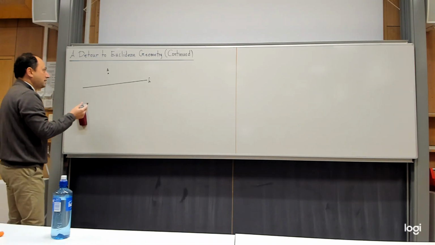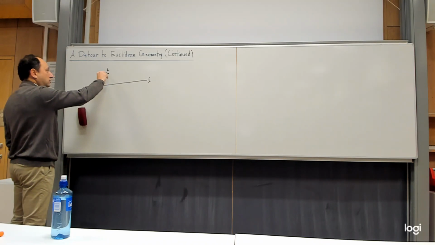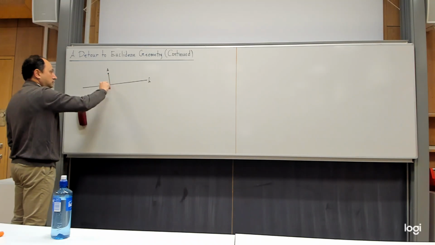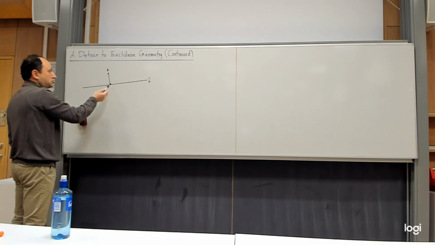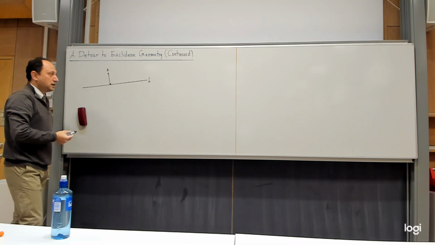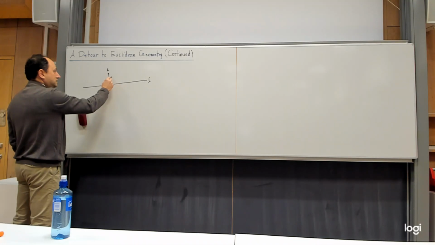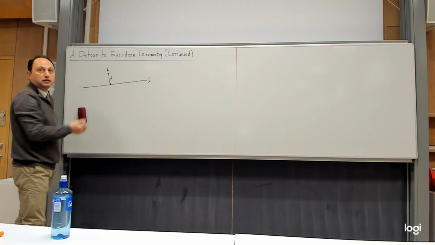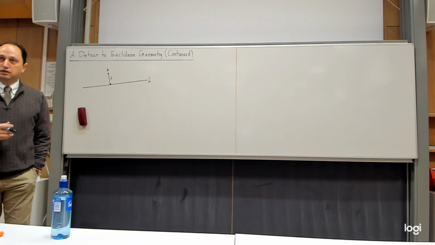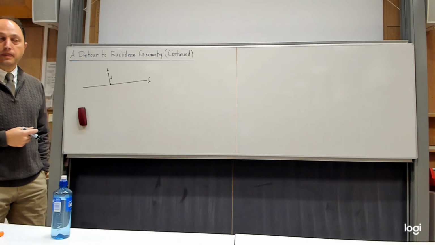In that case, I have to draw a line passing through A and perpendicular to this one. Then this can be shown to be the shortest distance. Then you measure this length. This length is called the distance from the point A to the line L. So that is the definition of the distance from a point to a line.